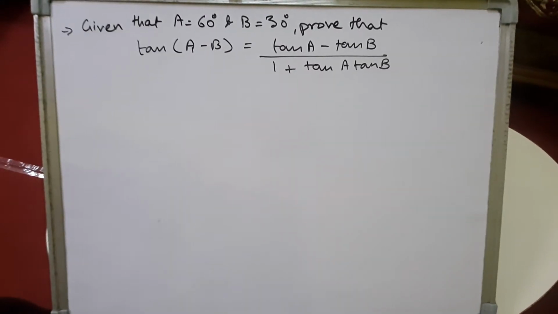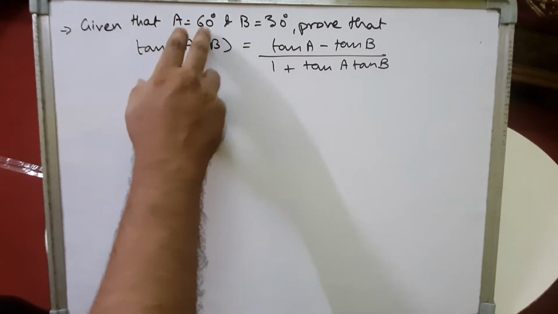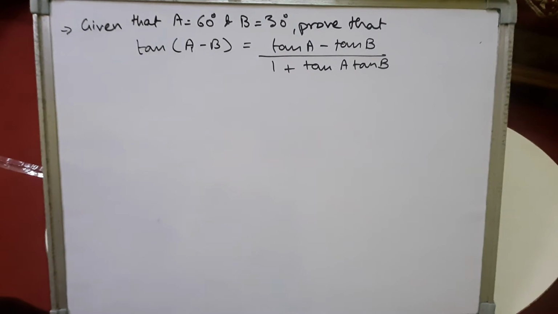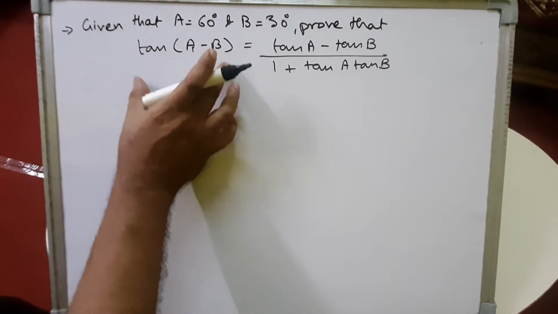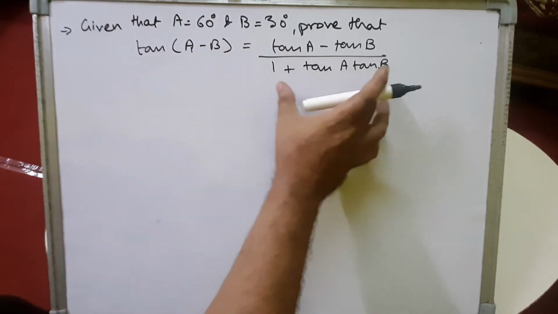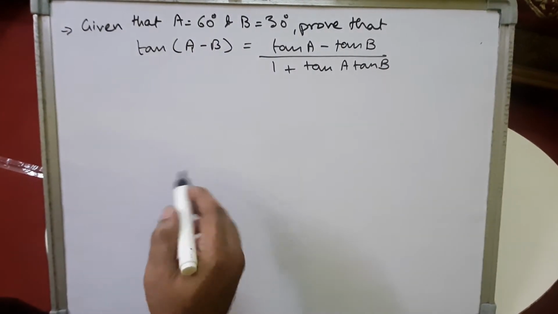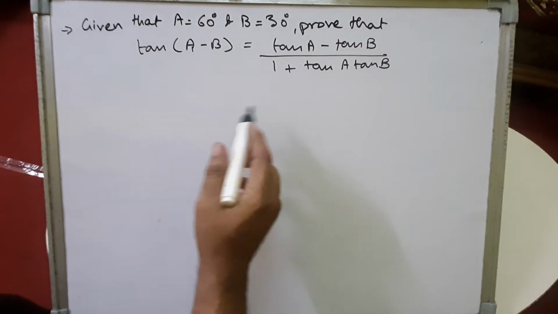Now children, let's see another sum. Here it is given that if A is 60 degree and B is 30 degree, then prove that tan(A minus B) equals (tan A minus tan B) upon (1 plus tan A tan B). So we have to prove this identity for A is 60 degree and B is 30 degree. Let's substitute the values. We can solve the left hand side and right hand side separately or together. We need to prove that both the sides are equal to each other. Here I will be solving both the sides together.